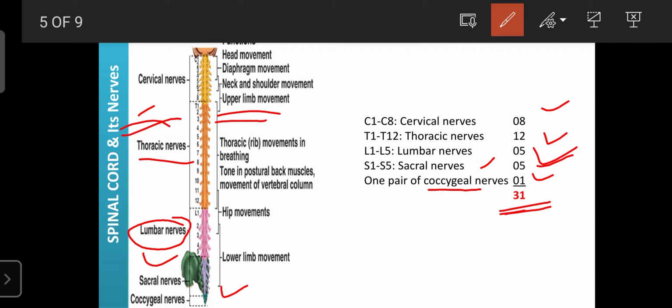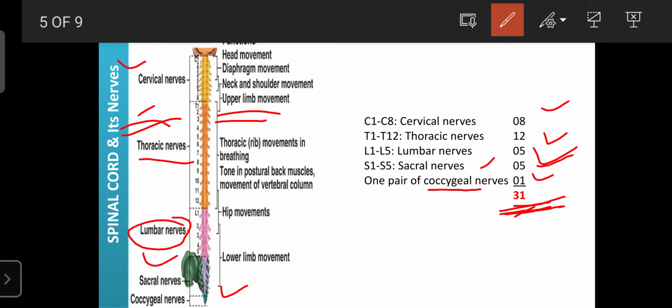With the help of these 31 pairs of spinal nerves, the spinal cord creates connections between the brain and different parts or organs of the body. So there are 8 pairs of cervical nerves, 12 pairs of thoracic nerves, 5 pairs of lumbar nerves, 5 pairs of sacral nerves, and 1 pair of coccygeal nerves. Altogether, there are 31 pairs of spinal nerves present in the human body.